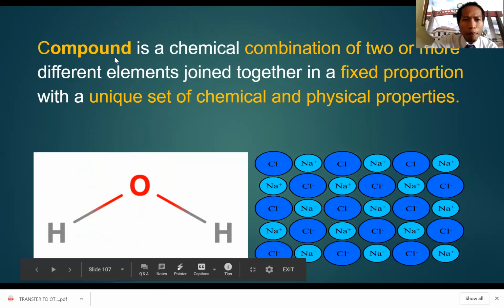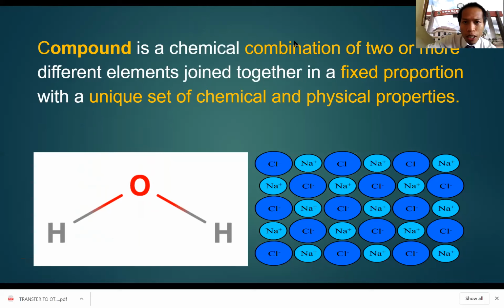And how about the compound? A compound is a combination of two or more different elements joined together in a fixed proportion. The most important thing for a compound is the fixed proportion here. There must be a fixed proportion. Ada proporsi yang tepat. Yeah, the fixed proportion.